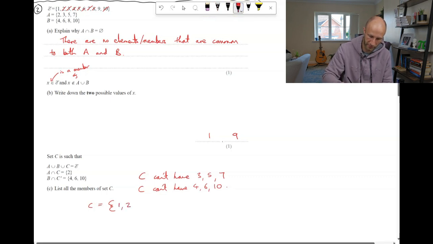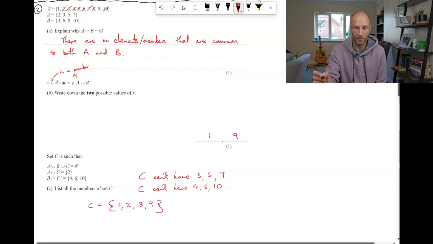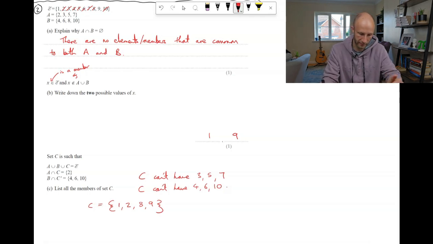We're going to have 1 and 2, definitely. We can't have 3, 4, 5, 6, or 7. We can have 8, we can have 9, and we can't have 10. So B and not C, 4, 6, and 10, come from B, but the other ones come from there.